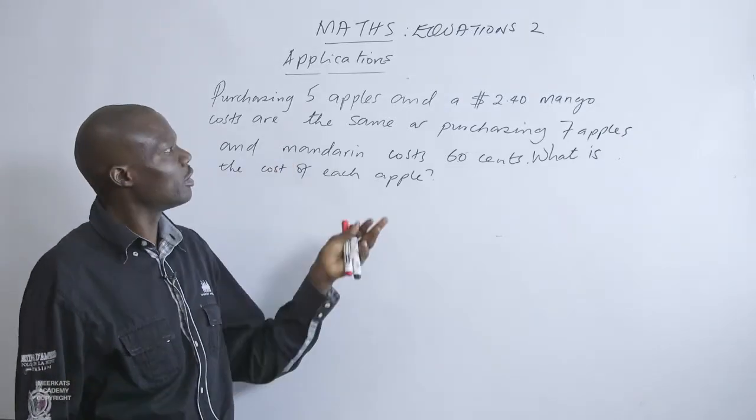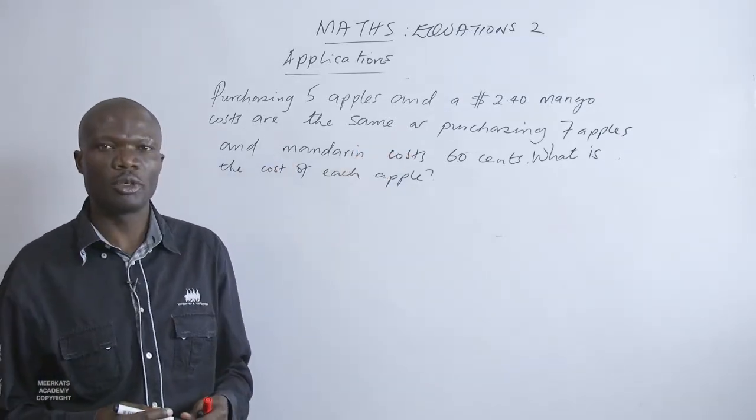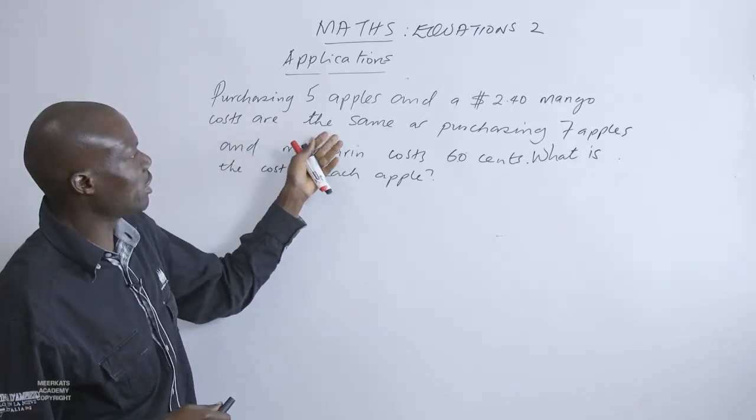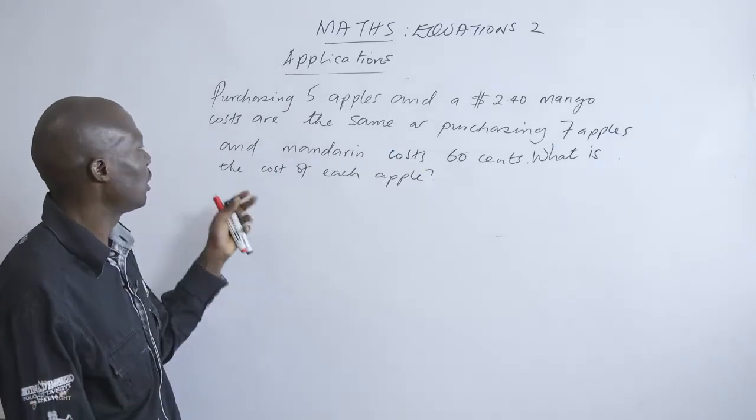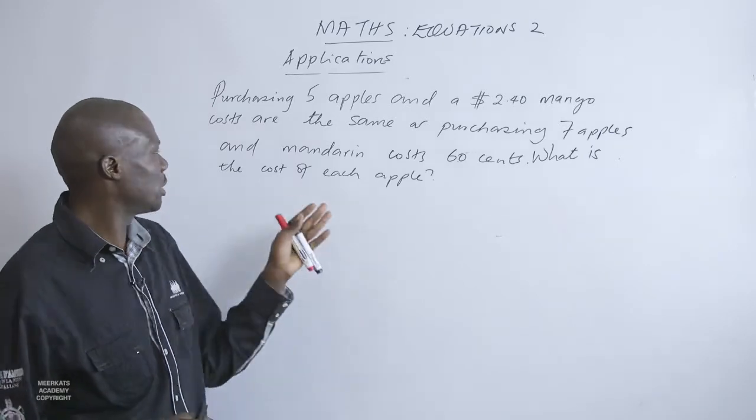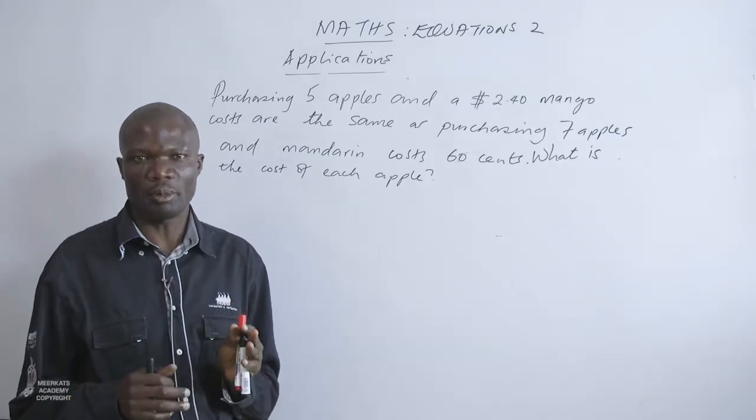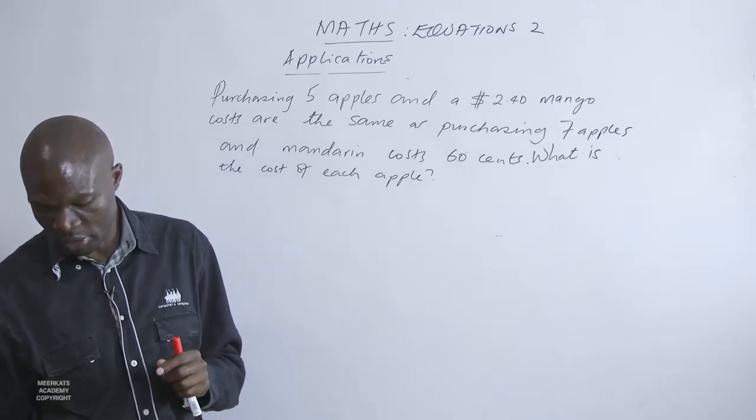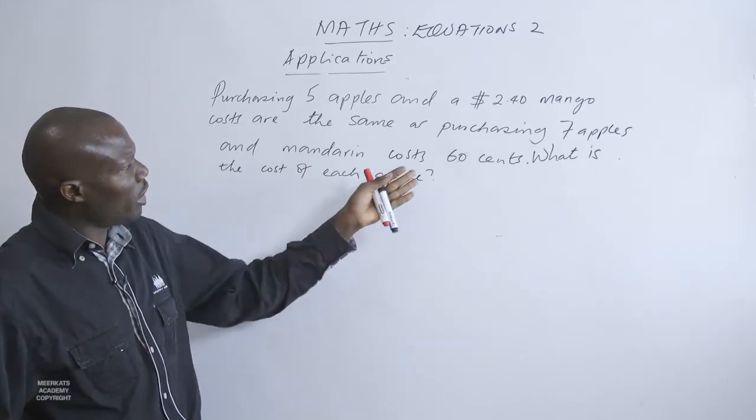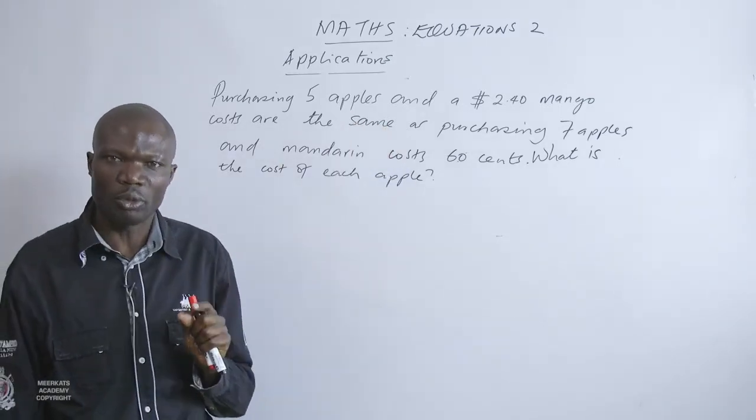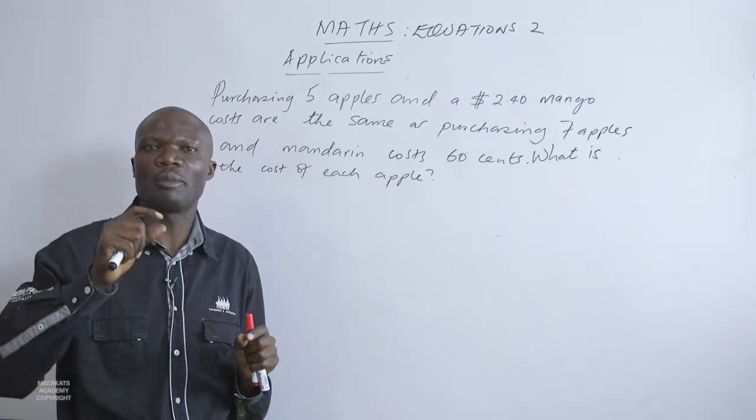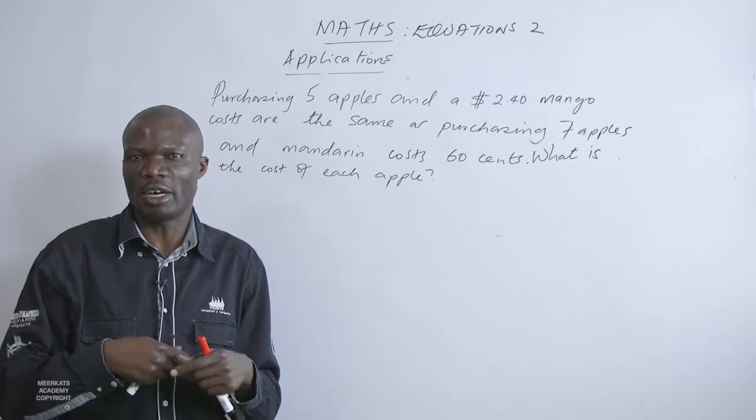Purchasing 5 apples and a $2.4 mango costs the same as purchasing 7 apples and a mandarin that costs 60 cents. What is the cost of each apple? So, do we know the cost of one apple? We do not know. And from our first approach, we said we must define the pronumeral for the unknown.